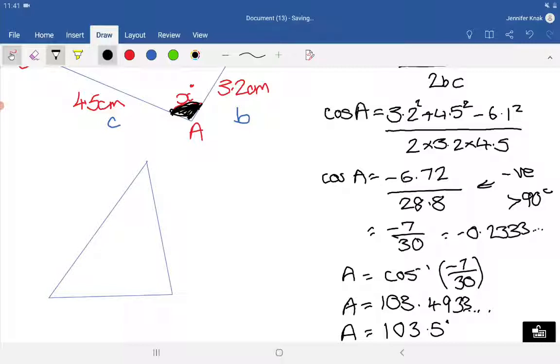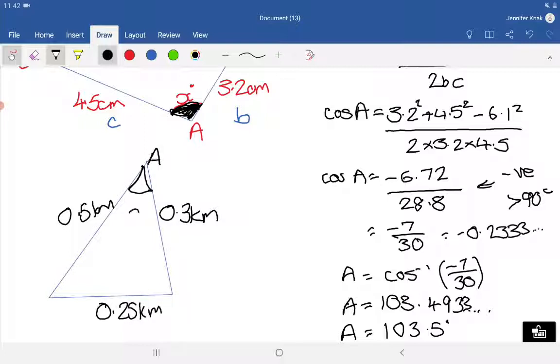So I'm going to tell you that this is 0.3 kilometres, this is 0.5 kilometres, and this is 0.25 kilometres. And we are going to work out this angle up here. So let's call that one A. So we've got B and C as our other two sides. We know all three sides and we're trying to get the angle, so it has to be cosine rule. Little a, little b, and little c.